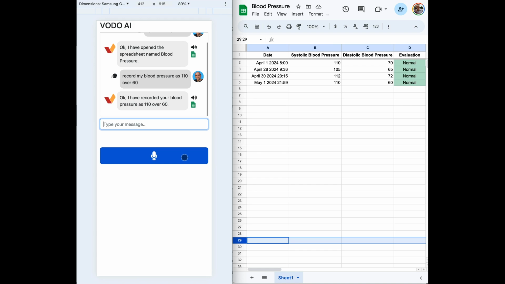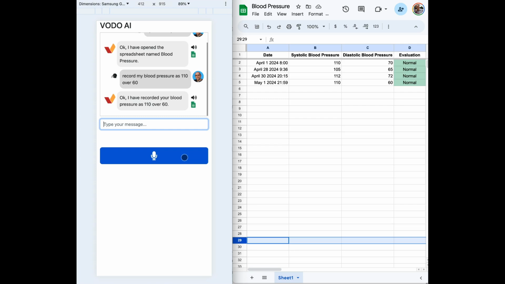First is that the chat window contains icons that allow me to replay either my audio or Vodo's audio at any point. There's also an icon that will open the spreadsheet for me to verify what is going on, but that isn't necessary. The values will be saved no matter if the spreadsheet is open or not. Notice that the record button is large and obvious, making it easy to press.